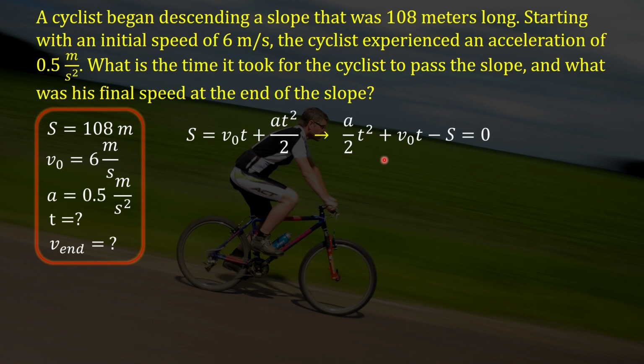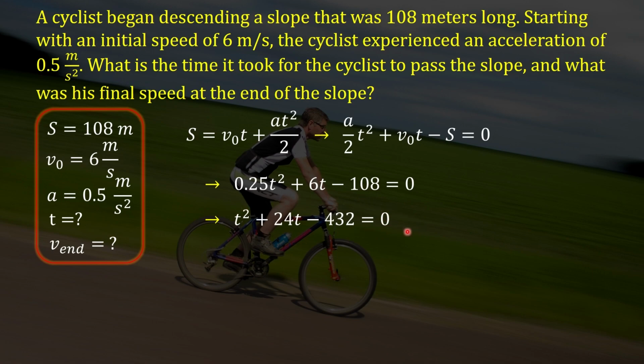Now to this equation, let's put our values. Then we'll get this equation. Now let's divide this equation, the left side and the right side, by 0.25. Then we'll get this equation. To solve this equation, we can use the quadratic formula, this one. In this case, a equals 1, b equals 24, and c equals minus 432. Then we can find time using this formula.